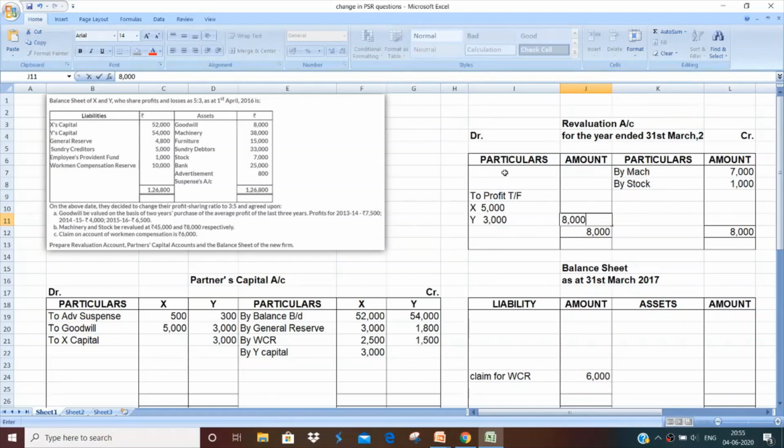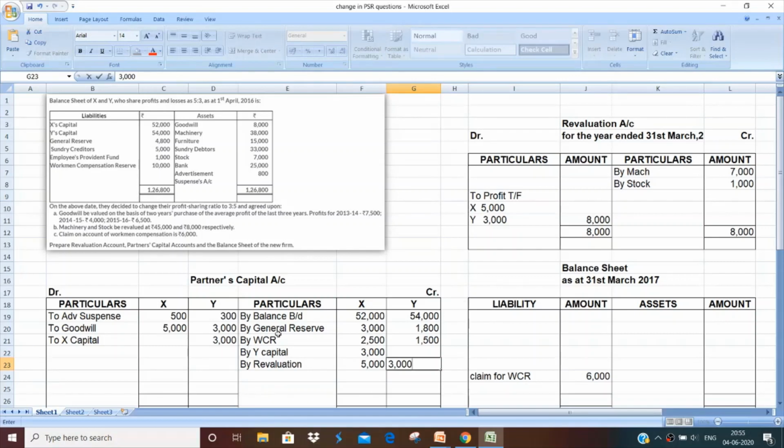After we do the balancing, this profit has to be transferred to the partners capital account. Since it appears on the debit side in revaluation, in partners capital it will appear on the credit side. By revaluation account, the amount is 5,000 and 3,000. So we have shown the profit also here. So now I think we have mentioned everything in this account.